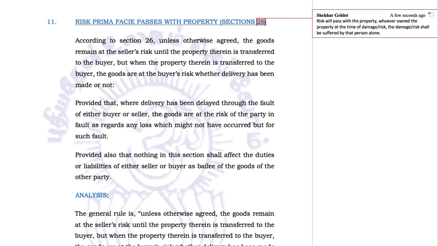So now the risk passes with the property, that means risk passes with the ownership. So whoever was the owner at the time of damage happening to the goods, he shall bear that risk. The financial implications shall be upon that particular person only.